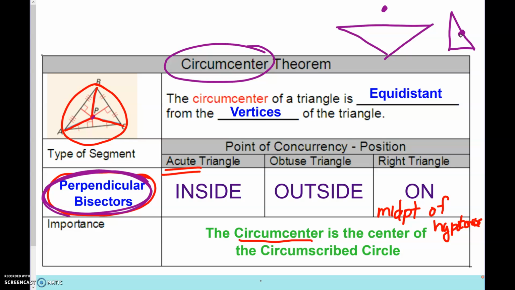And remember that every single one of these, if you connect from here to a vertex, you can make a circle go around, just like the red one I have drawn here.